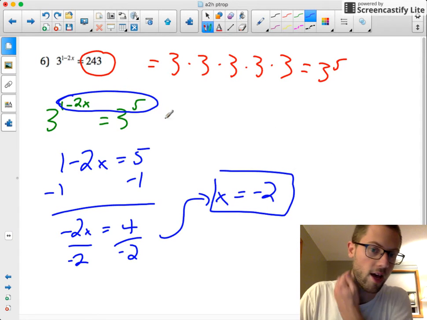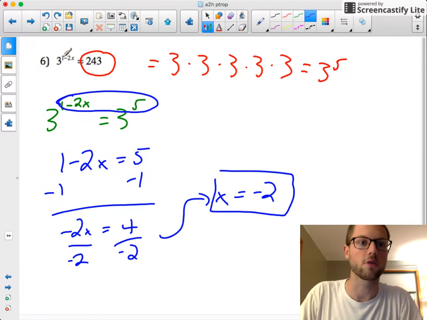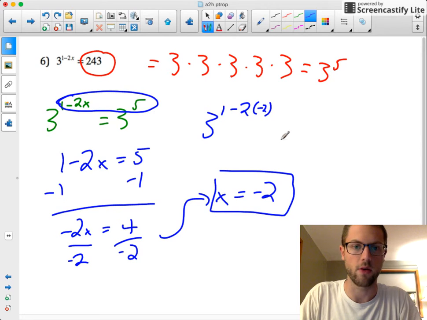Now we could also check that by plugging that back into my original equation. So this would be 3 to the 1 minus 2 times negative 2 power should equal 243. And this looks like it's coming out to 3 to the fifth, and that does equal 243. So that checks out. And that's how you solve this guy.